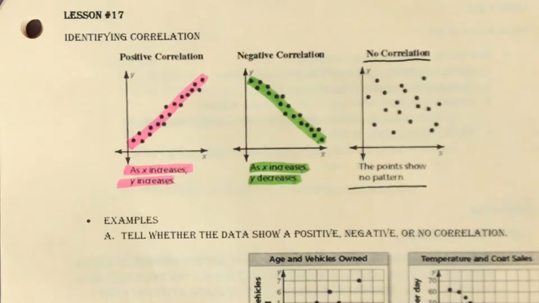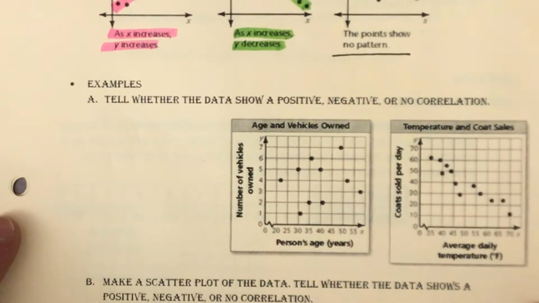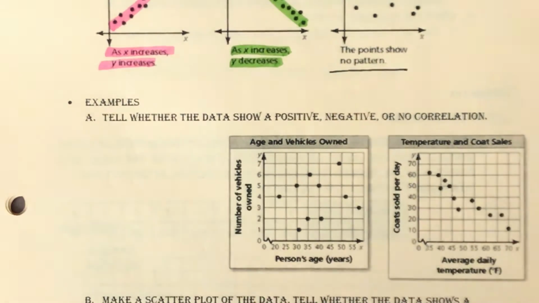So what we can do through this information is figure out trends. We can figure out relationships between two things, and we can identify this even just by looking at graphs. So that's what we're going to do in example A. If you shift your paper up just a little bit, example A says to tell whether the data shows a positive, negative, or no correlation.